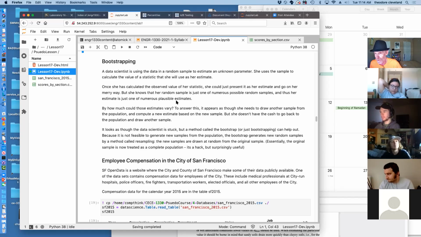But we know that that random sample is just one possible collection from the underlying population that we could have recovered. And so we know the estimate is one of a number of plausible estimates. So how much could those estimates vary? That kind of gets us back to this interval estimate case.